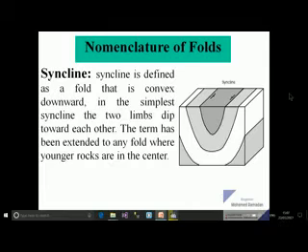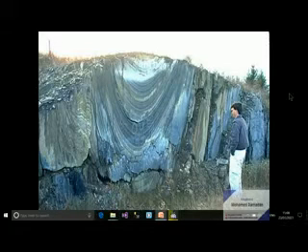The other major type is syncline. The syncline is defined as a fold that is convex downward. In the simplest syncline, the two limbs dip towards each other. The term has been extended to any fold where younger rocks are in the center, as we can see here also in this shape.